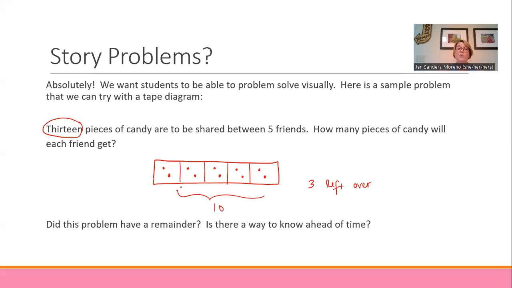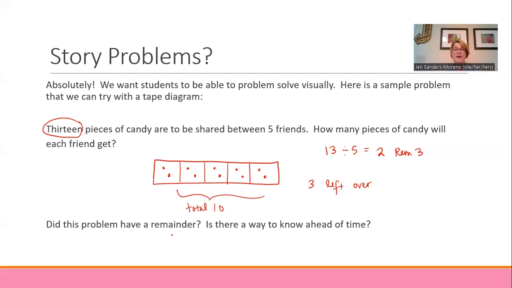Okay, so what's going on, sorry, I should write a total of 10, is that 13 divided by 5 is giving us the answer that each person is getting 2, but we're going to have a remainder of 3. So each person is getting 2 pieces of candy, and there's 3 left over, who, I don't know who's getting that 3. Okay, so as you can see here, did this problem have a remainder?